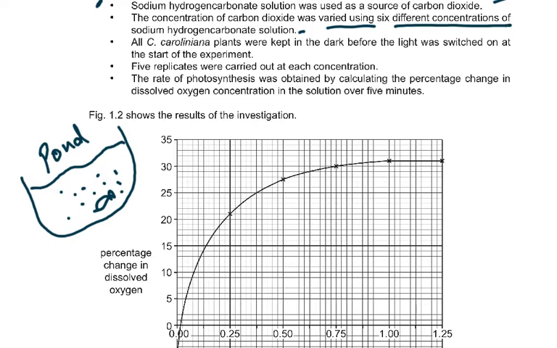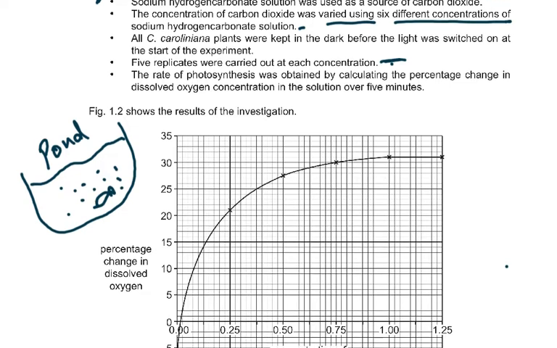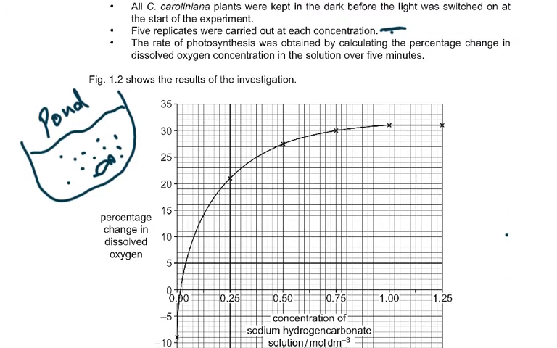The plants were kept in the dark before the light was switched on at the start of the experiment. Five replicates were carried out at each concentration. So whatever the concentration was, 0.25, 0.5, 0.75, the experiment was repeated 5 times. Replicate means repeated.